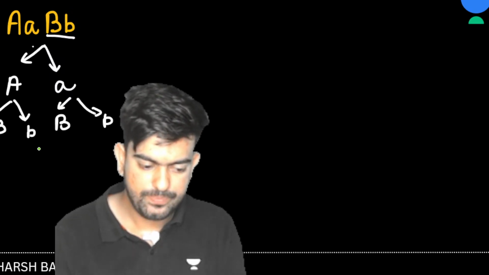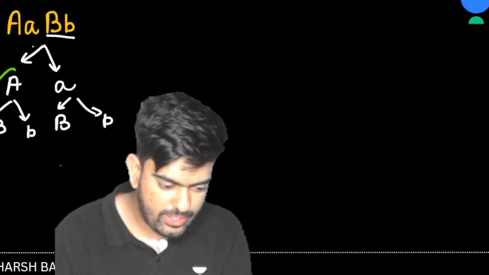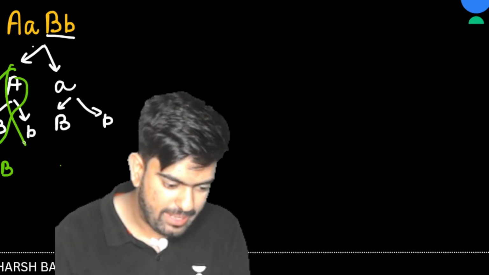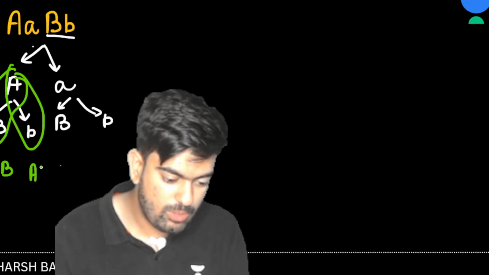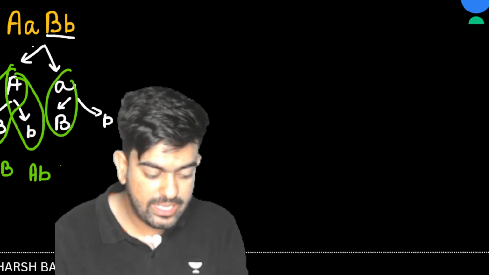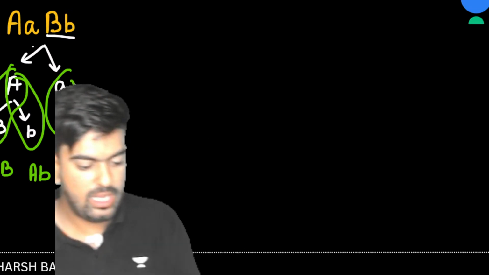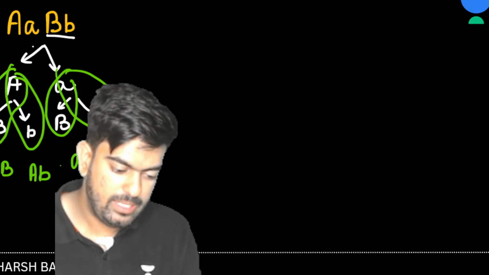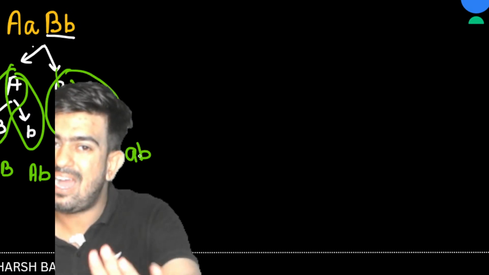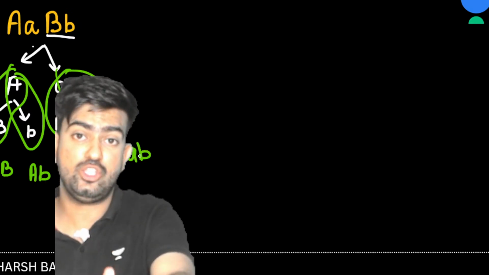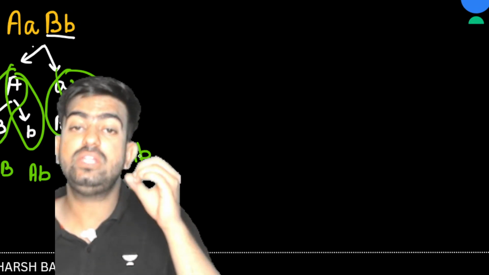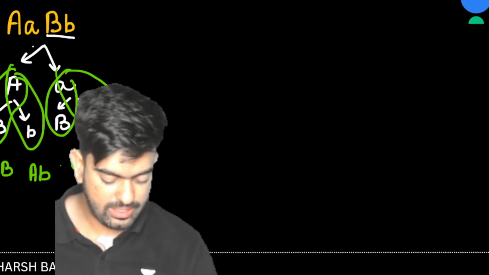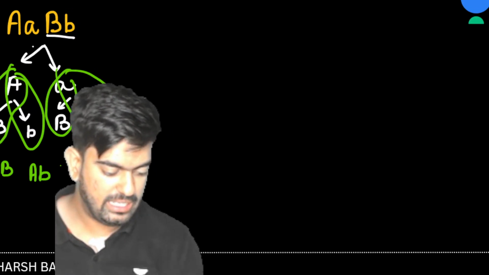How, sir? See here, very easy. This will be your one gamete, which will be AB. This will be another gamete, which will be capital A, small b. This will be another gamete, which will be small a, capital B, and this will be another gamete, which will be small a, small b. So this is how you're going to get the genotypes of each and every gamete which you are making. Okay, sir. Please give me another question also.